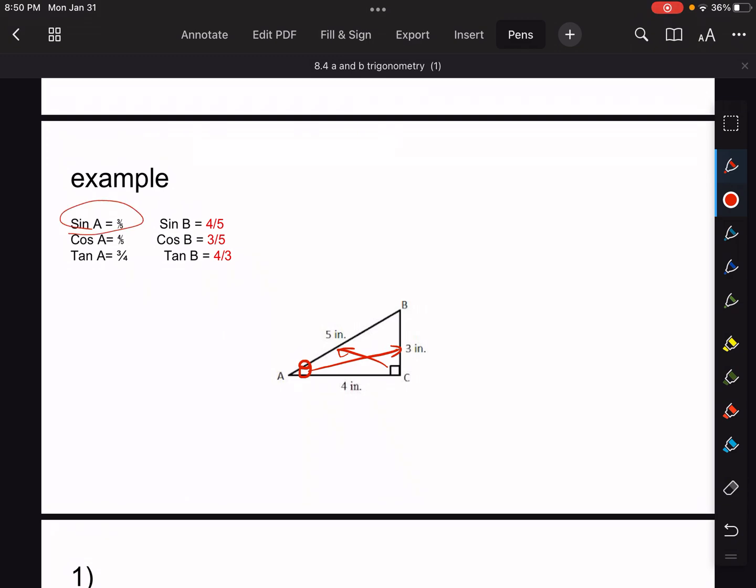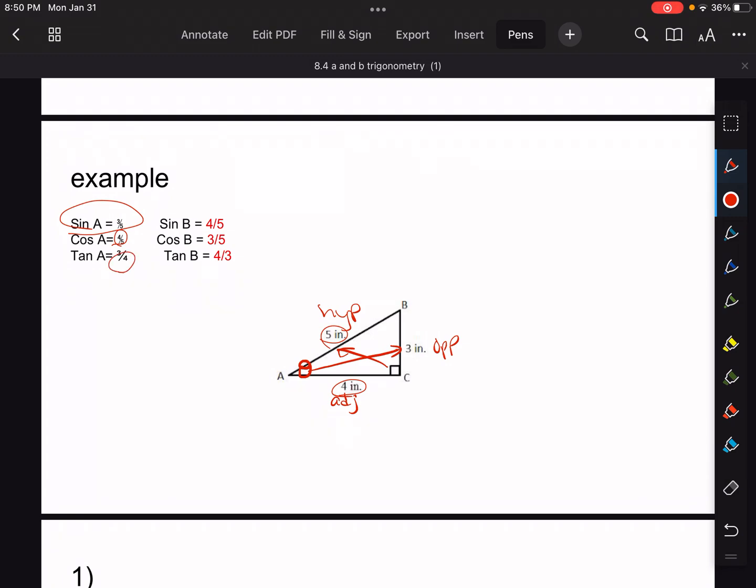The cosine from that perspective would be the adjacent. Okay, so the adjacent is, let me just write this here. This would be adjacent to A. This would be opposite to A. This would be the hypotenuse no matter what. So the cosine would be the 4, the adjacent over hypotenuse. So you get the 4/5. Tangent is opposite over adjacent, which would be 3 over 4.